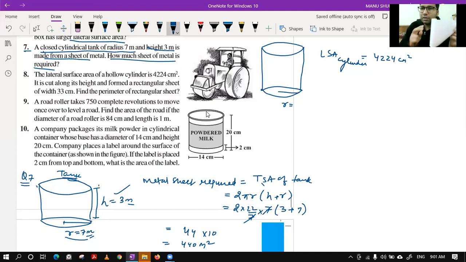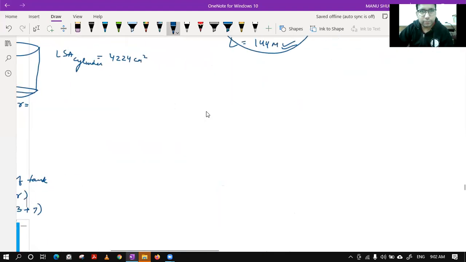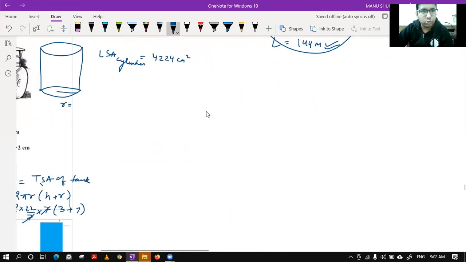That you have cut it along the height. If I'm not wrong, it is cut along its height. Yes, you are cutting it along the height, not along the radius. So after cutting, if you open, you get a metallic sheet like this. So let me write, and that width is given to you as 33. Okay, so this was the cylinder given to you.